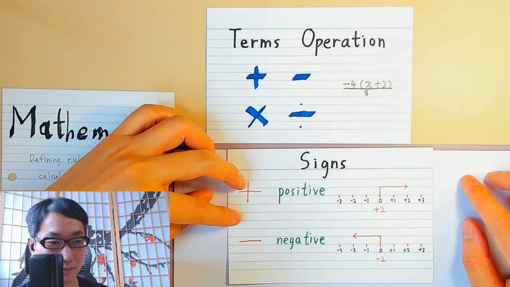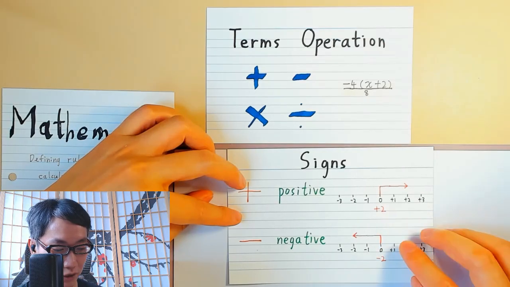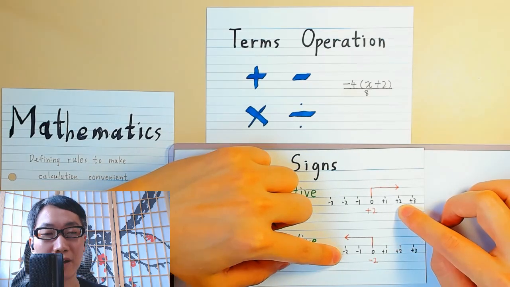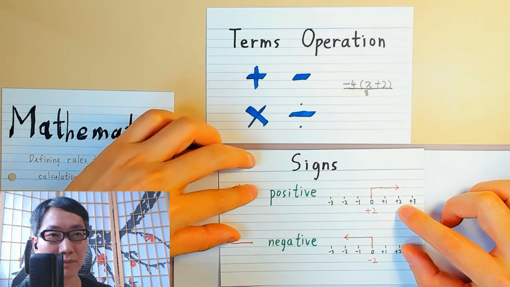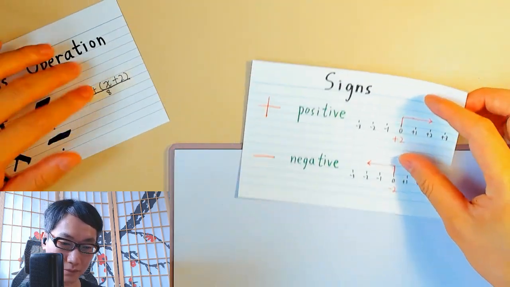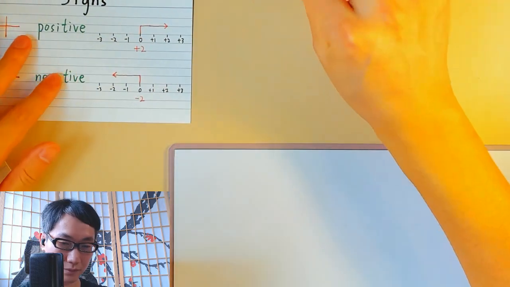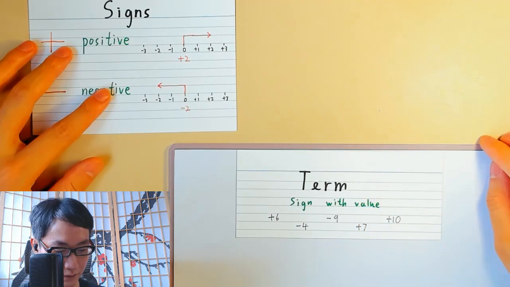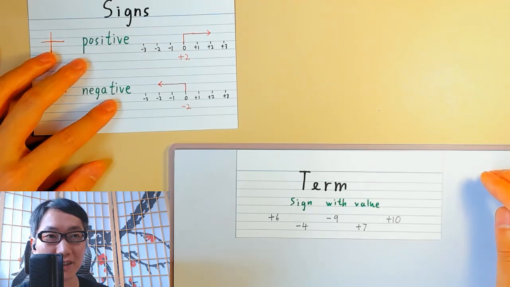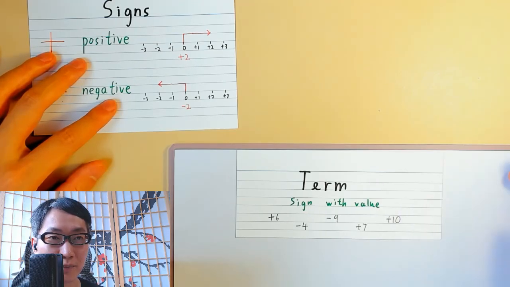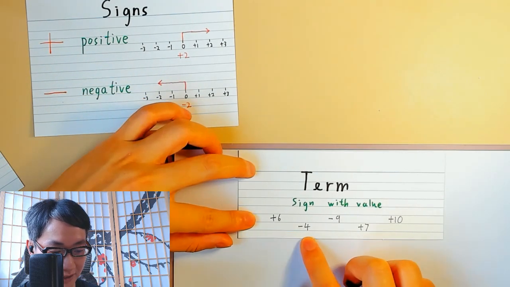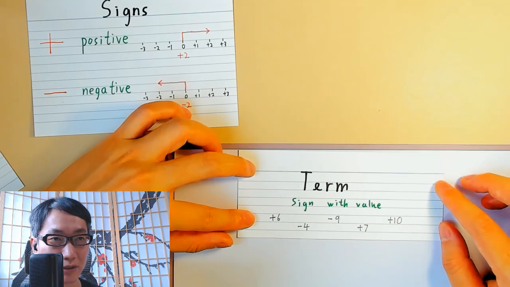Imagine there's no sign, so just a 2. And we start from 0 and we are either here or here. And we don't know. So terms always have a sign. So we can define a term as a sign with a value. So I can say the sign is always attached to the value, or the value is always following a sign. Like positive 6, negative 4, negative 9, etc.